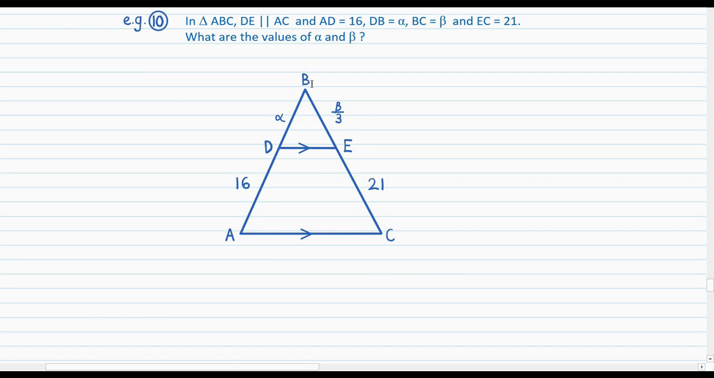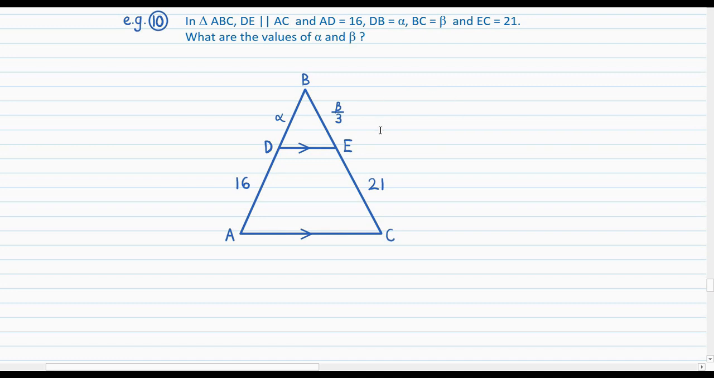In triangle ABC, DE is parallel to AC and side AD is equal to 16 units, side DB is equal to alpha, side BC, being this whole side, is equal to beta, and side EC is equal to 21. And we can also tell that side BE is equal to beta over 3. So given all this information, what are the values of alpha and beta?